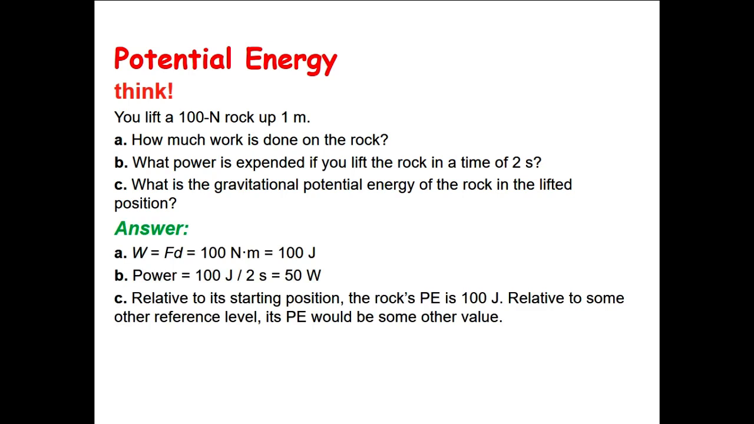Well, part A is very easy. To calculate the work, we already know the force and we know the height or the distance. So we multiply them together and the answer would be 100 joules. Part B is asking what power is expended if you lift the rock in a time of 2 seconds. Since we already know the work and we know the time, power is equal to the amount of work divided by time. 100 joules divided by 2 seconds gives 50 watts.